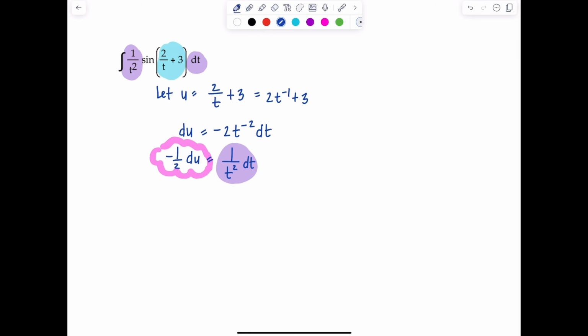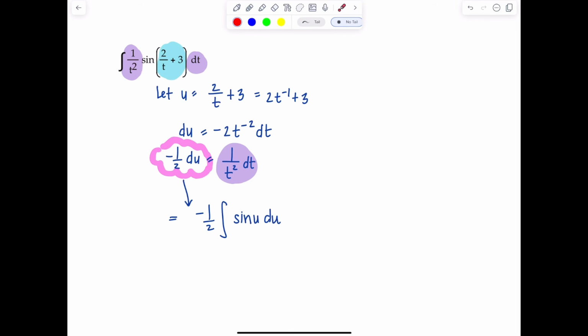So look, this integral is going to transform beautifully. I'm going to put the negative 1/2 outside. Then you just have sine of u du. Take a second, marinate on what just happened. Okay, so this 1/t² dt, right here, is negative 1/2 du. I already put the du on the right, and I put the negative 1/2 outside. And then sine of (2/t plus 3), that's sine of u. Bam. Doesn't this look like a friendly little integral?